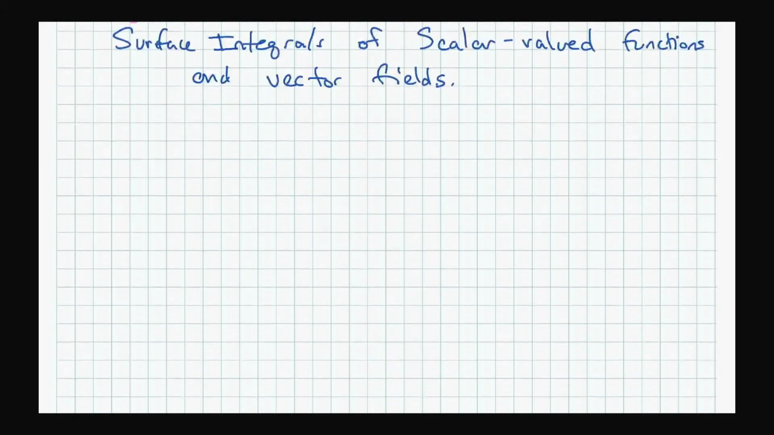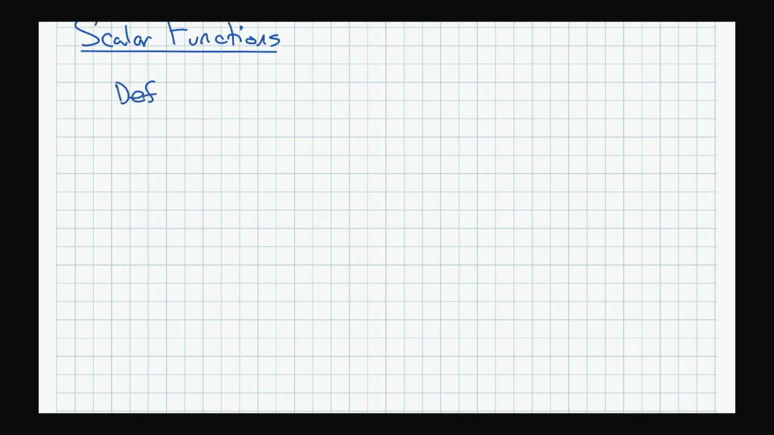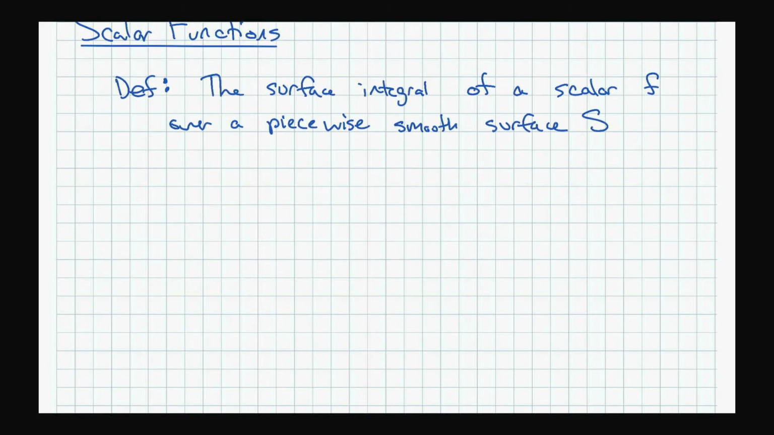Okay, so the way we're going to get started is scalar valued functions. All right, so I'm just going to jump in and give you the definition. We're going to say the surface integral of a scalar valued function, I'll just say scalar f, which would be f of x, y, z, over a piecewise smooth surface. We did talk about smooth parameterizations of a surface before, and we're still using them. So we have a piecewise smooth surface S.